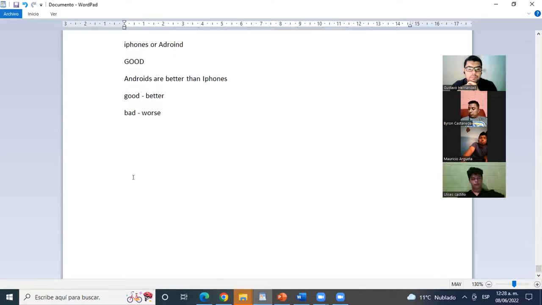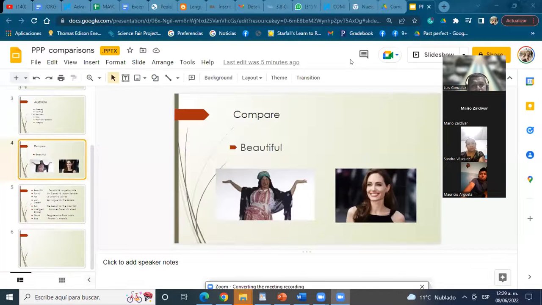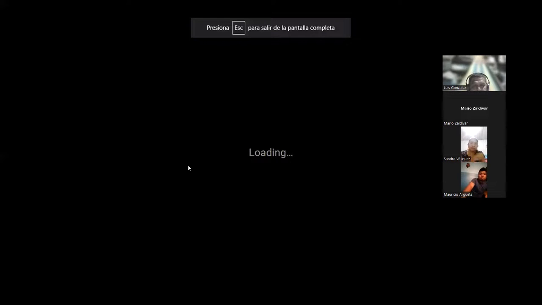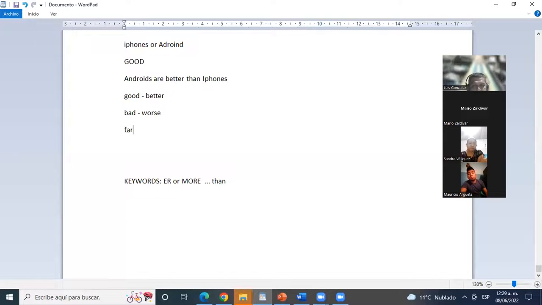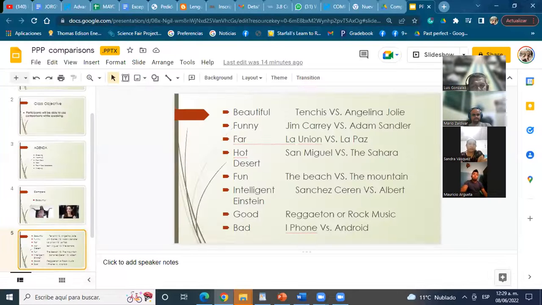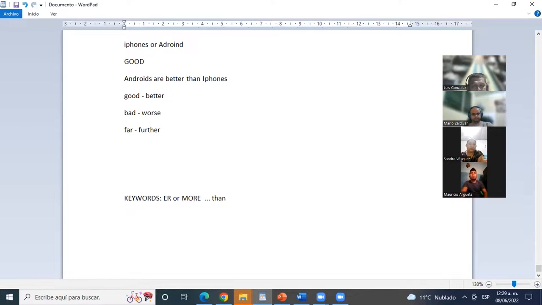Okay, so are the rules clear? Okay, so the keywords. Keywords is palabras claves, okay? So the keywords is that you're gonna use ER or more to form the comparative. Is that clear? Yes, all right. Perfect. So we already did some of these. Oh, look, far is an exception. Hold on, write the exception, guys. Far, the comparative is further. That means más lejos, further, okay? Very different. And we have another exception. Okay, what is the difference between funny and fun? Any idea?